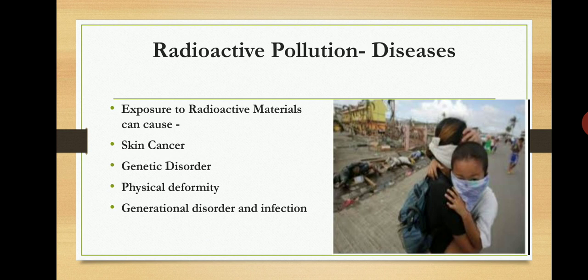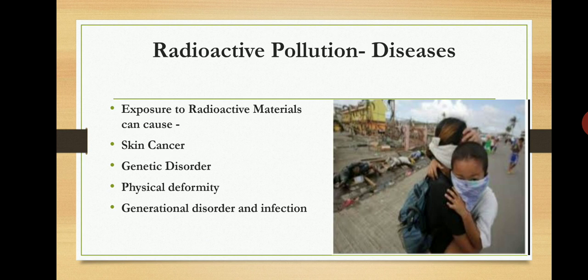Genetic disorder is when there is too much exposure to radiation. Then what happens is that the genes in our body get deformed. There can be a lot of changes in our genetic system, so that is harmful and very dangerous. Physical deformity: your physical appearance can actually change because of exposure to radioactive pollution. And generational disorder.